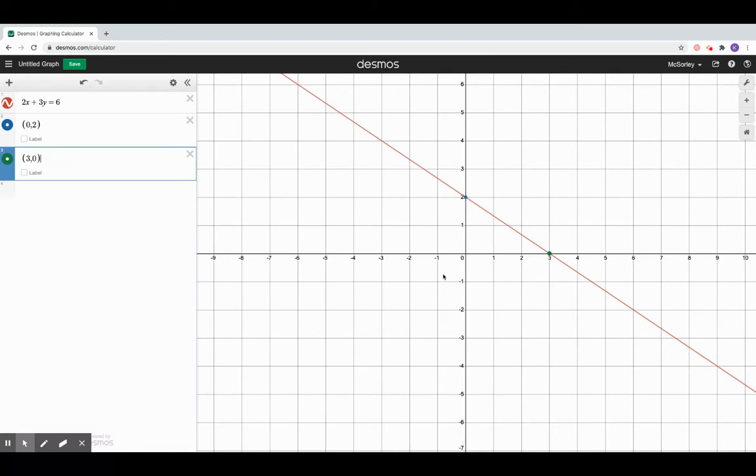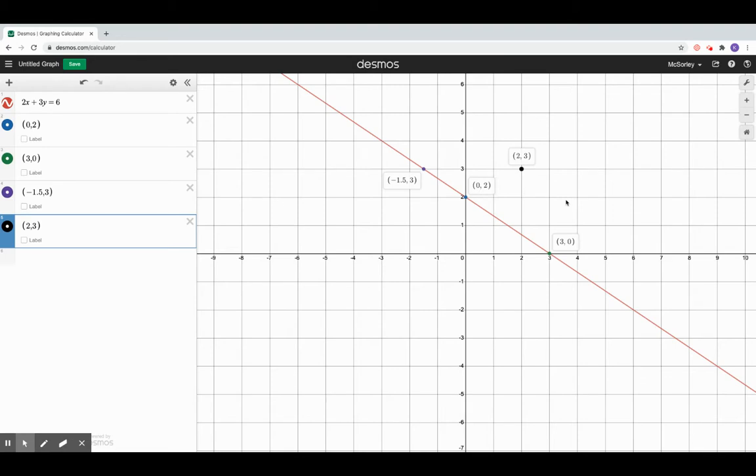But those aren't the only ones. I could see something like, let's say, (-1.5, 3). I think this is a solution. Yeah, there we go. All right, those 3 points would be solutions. And we could easily see something like (2, 3) is not a solution. All right, so to recap, (-1.5, 3) is a solution, (0, 2) is a solution, (3, 0) is a solution, and (2, 3) is not a solution.